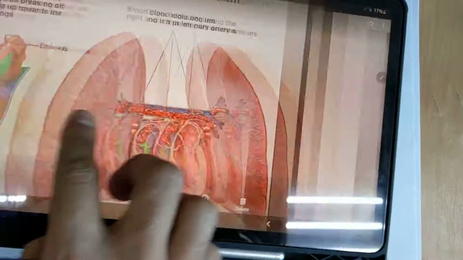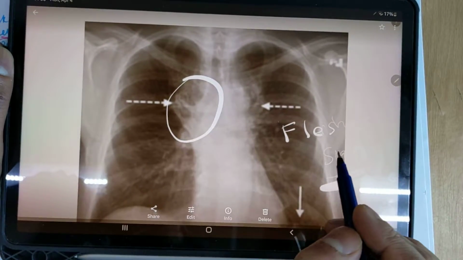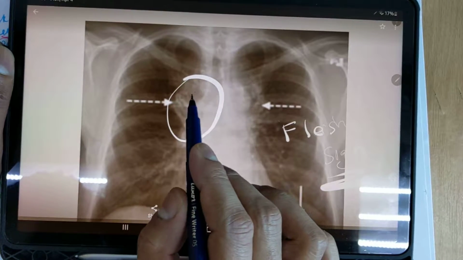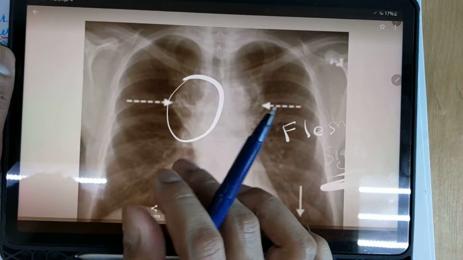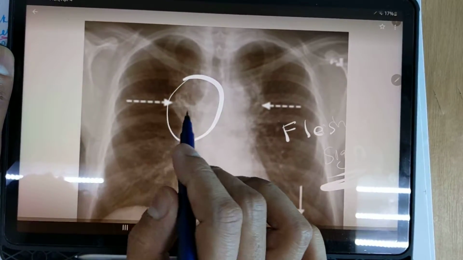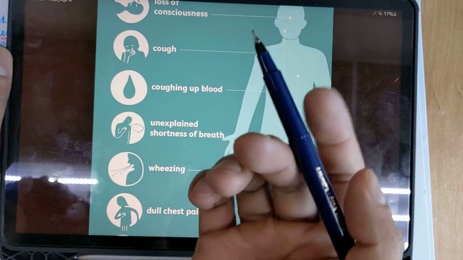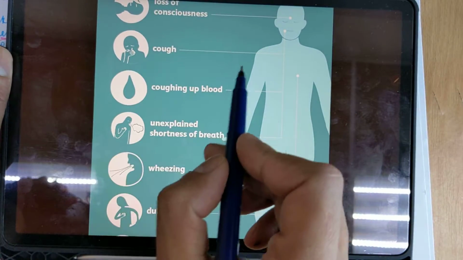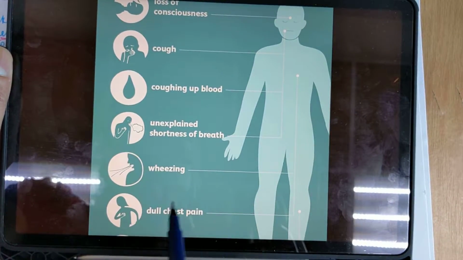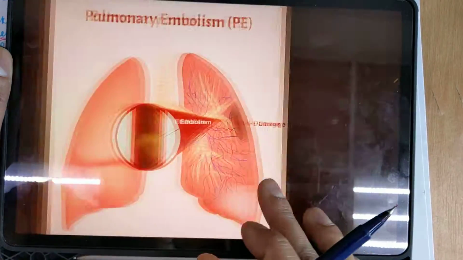Clear? Now in this x-ray you can see, this is your chest x-ray, these are the pulmonary vessels, and you can see the Fleischner sign on the x-ray. This is a specific name used for the x-ray, the Fleischner sign, we can see it here. So this is the x-ray for the patients. And if you see the symptoms of pulmonary embolism, there is cough, coughing with blood, wheezing, dull chest pain, unexplained shortness of breath, and loss of consciousness.